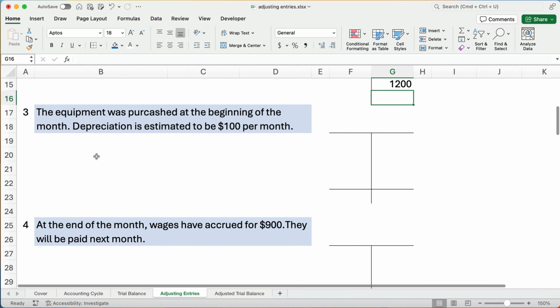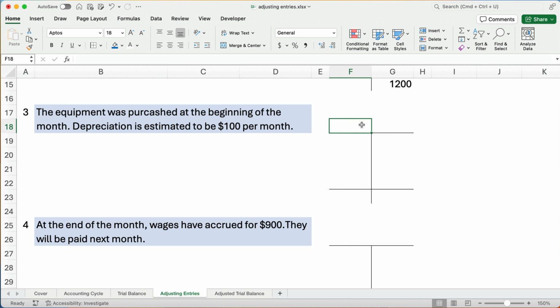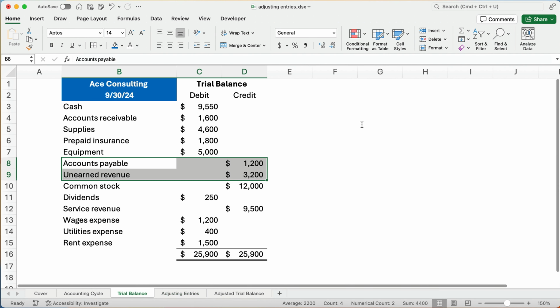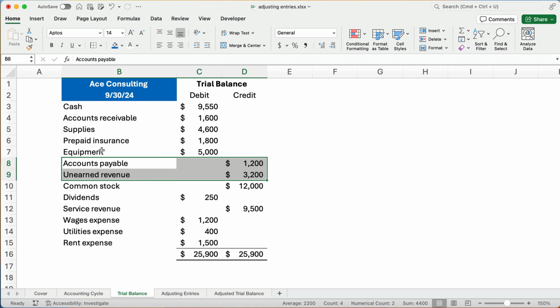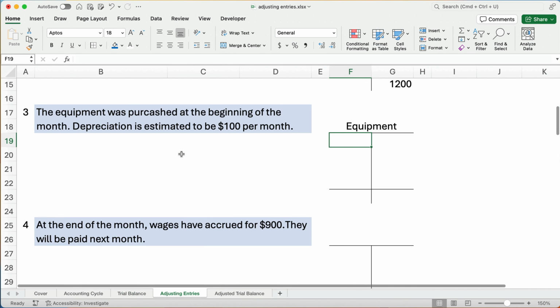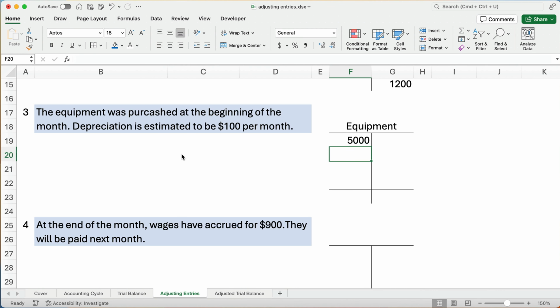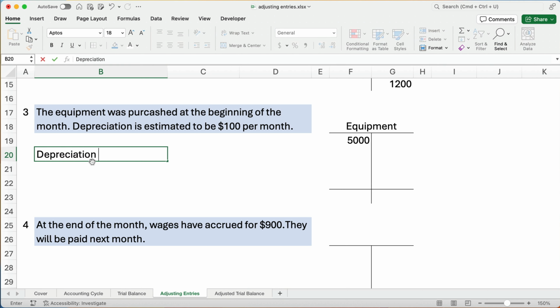The next one, the equipment was purchased at the beginning of the month. Let's look at equipment. I believe it's for $5,000. The equipment is for $5,000. And let's just assume the equipment was purchased at the beginning of the month. Depreciation we estimate is going to be $100 per month. All right, so what do we do? Well, this is a little bit unique because equipment has a long life, like 3 years, 5 years, 10 years, whatever. So we're going to debit an account called depreciation expense.